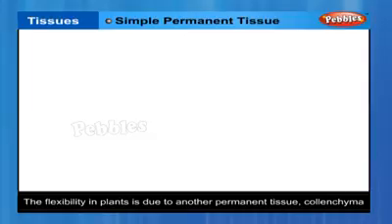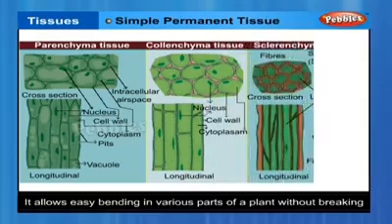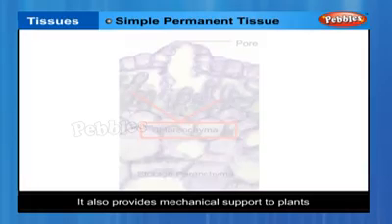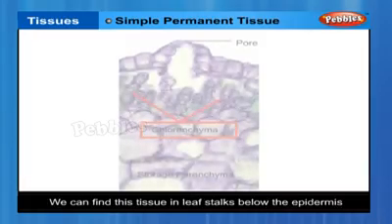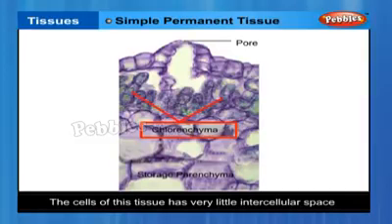The flexibility in plants is due to another permanent tissue, collenchyma. It allows easy bending in various parts of a plant without breaking. It also provides mechanical support to plants. We can find this tissue in leafy stalks below the epidermis. The cells of this tissue have very little intercellular space.